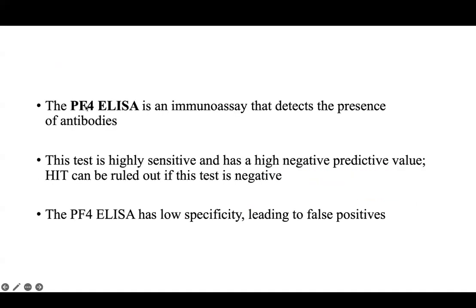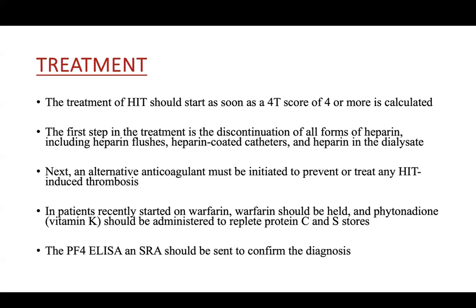So PF4, platelet factor 4 ELISA, is an immunoassay that detects the presence of antibodies. This test is highly sensitive, but it has poor specificity. That means that if the test is negative, it has a very high negative predictive value. That means if the test is negative, HIT can be absolutely ruled out. But if it is positive, it does not mean that it is HIT. It can be other causes as well. So it has high negative predictive value.